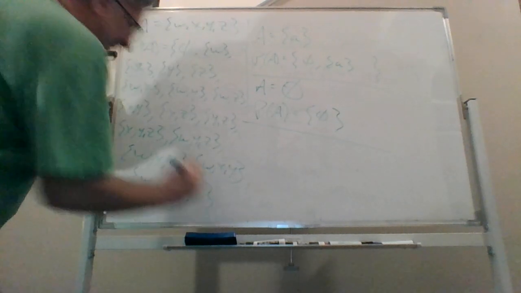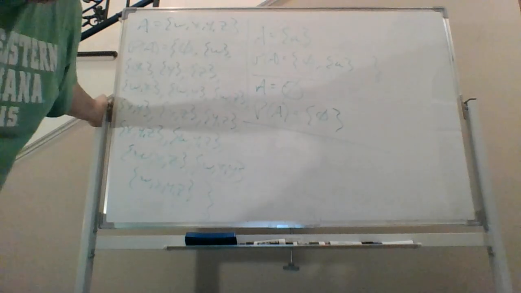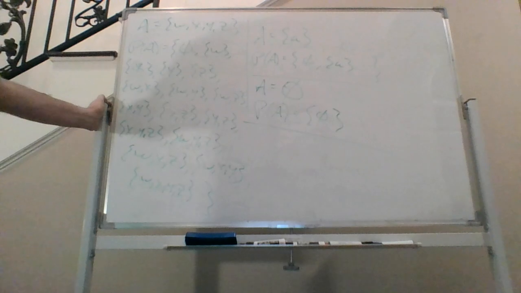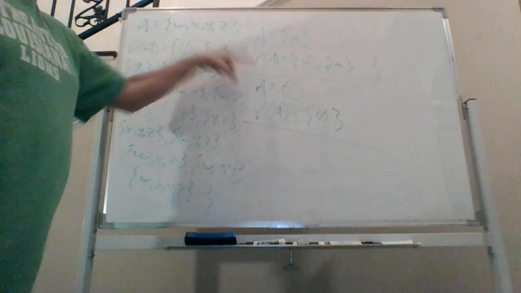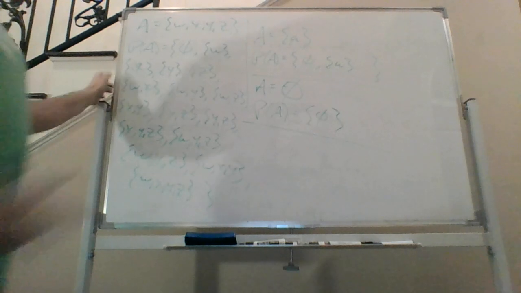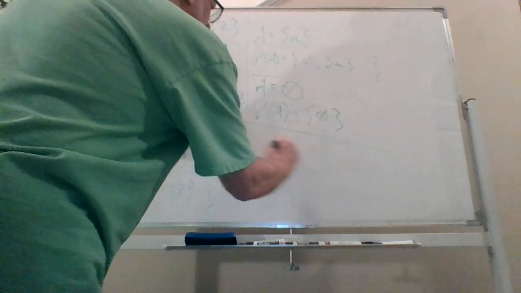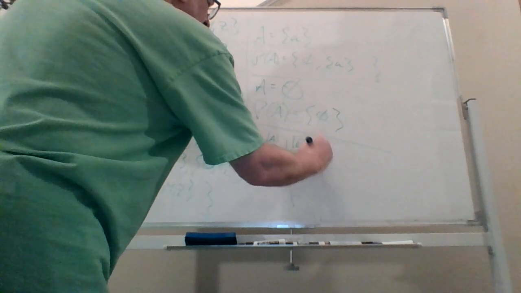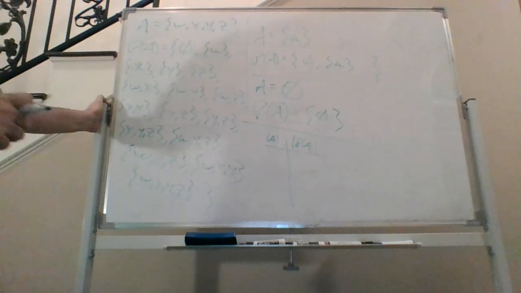Okay, so there's a lot there. So let's look at cardinalities here. Let's compare the number of elements in the set with the number of elements in the power set. Let's make a table here: cardinality of A and cardinality of the power set of A. Remember, vertical bars mean how many elements are in the set.